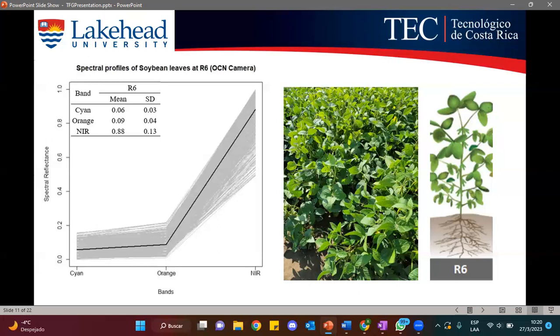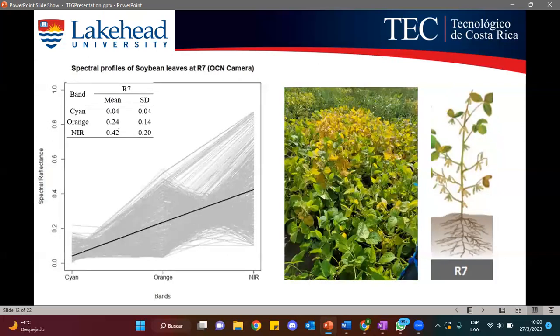Then for R7, which is a late growing stage, you can see on the right image some yellow leaves, and the gray lines on the spectral profile on the left are not as homogeneous as R5 and R6. This is because you can see that some of the leaves are already getting old. They're yellow, but there is still some green mature leaves. There is an important decrease on near infrared and an increase on orange.